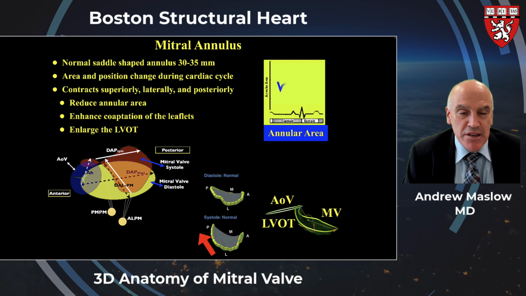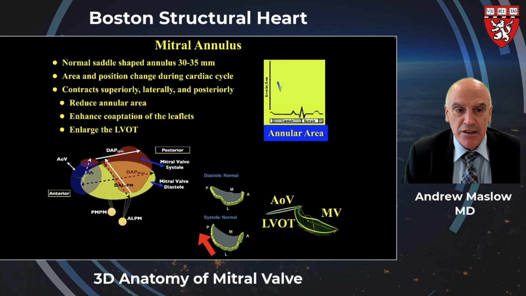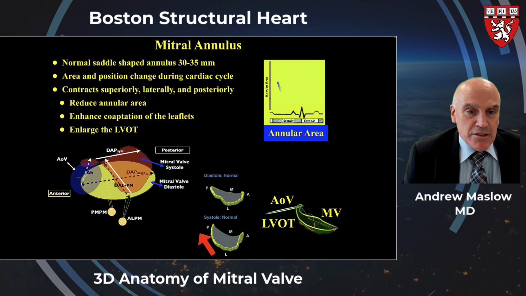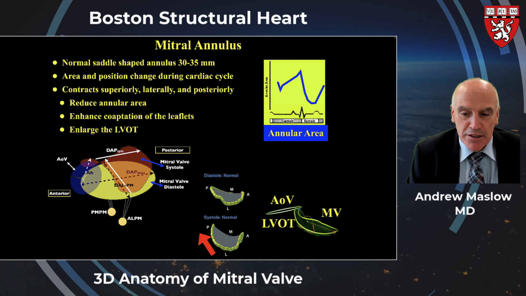The annulus is normally saddle-shaped, 30 to 35 millimeters in diameter. The area and position change during the cardiac cycle. It contracts superiorly, laterally, and posteriorly to reduce the annular area, which will enhance coaptation of the leaflets. The movement superiorly and posteriorly will also enlarge the left ventricular outflow tract.